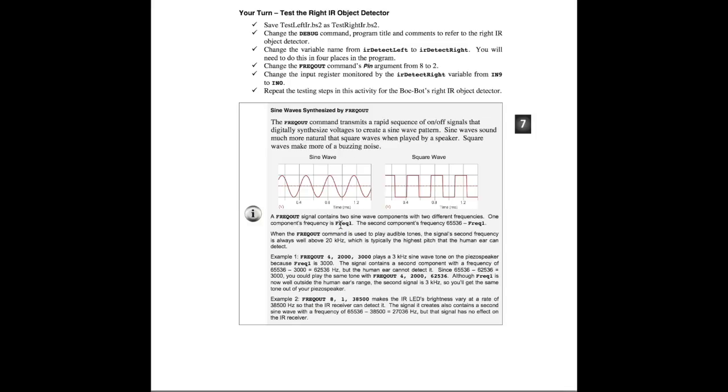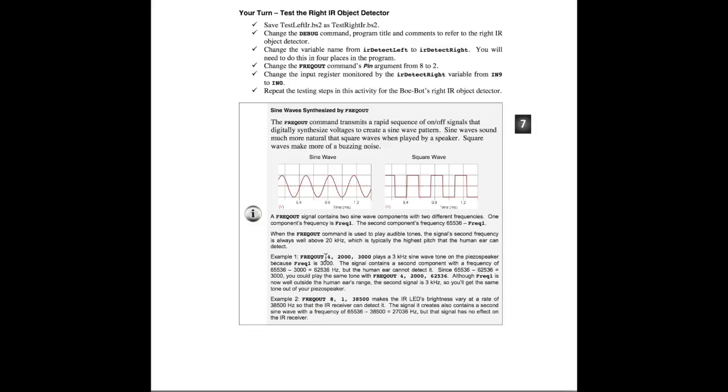The freqout signal contains 2 sine wave components with 2 different frequencies. One component's frequency is freq 1, and the second is the frequency 65,000 minus freq 1. When the freqout command is used to play audible tones, the signal's second frequency is well above 20,000 hertz, which is typically the highest pitch that a human can hear.